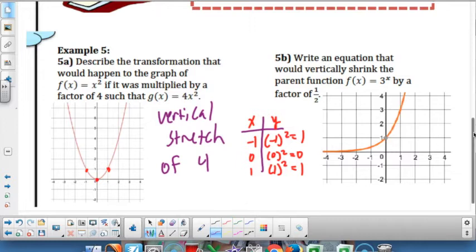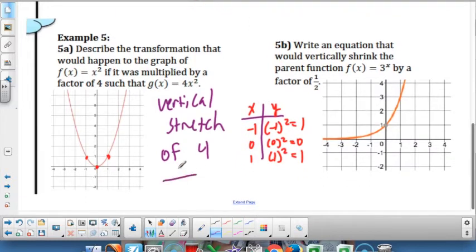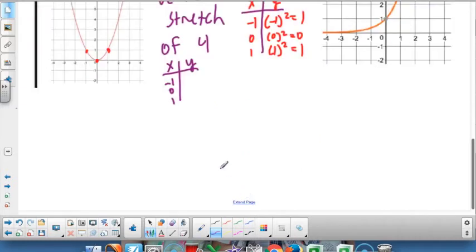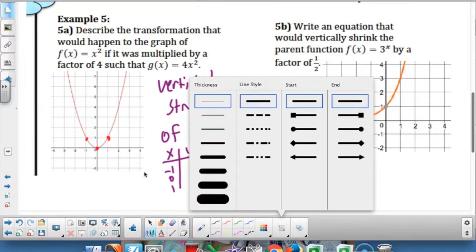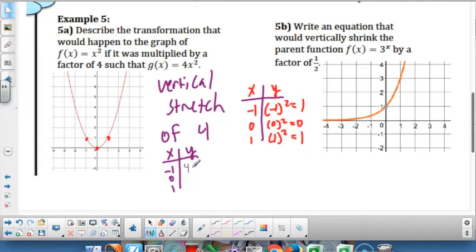If I do a vertical stretch on this, then each time I'm going to multiply it by 4 after I square it, because I am going to follow my order of operations. What I'm going to do here is I'm going to write down exactly what this is going to look like. I'm going to have 4 times -1 squared, and then 4 times 0 squared. I'm just plugging that in for my x, and then 4 times 1 squared. Well, -1 squared is 1, so 4 times 1 is 4.